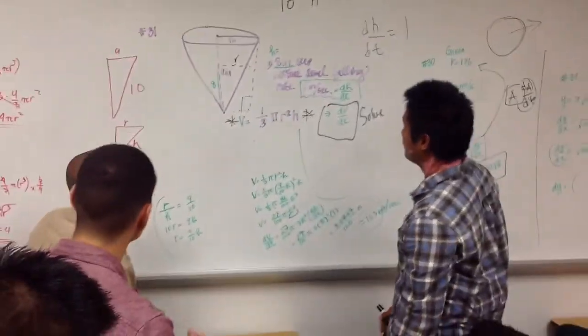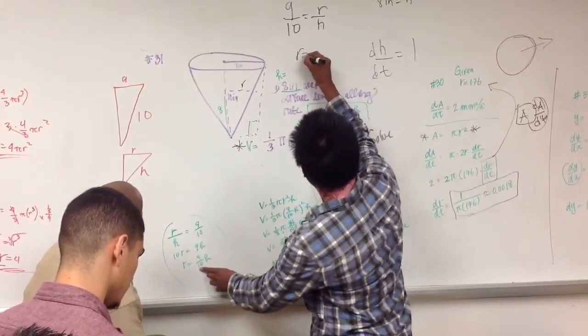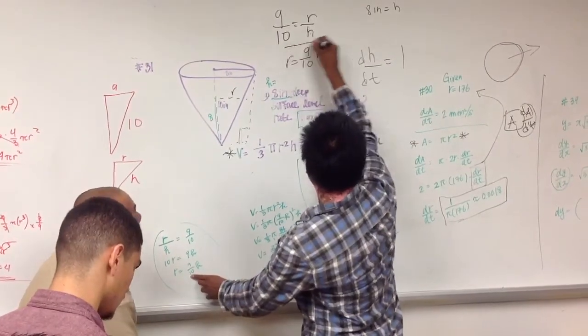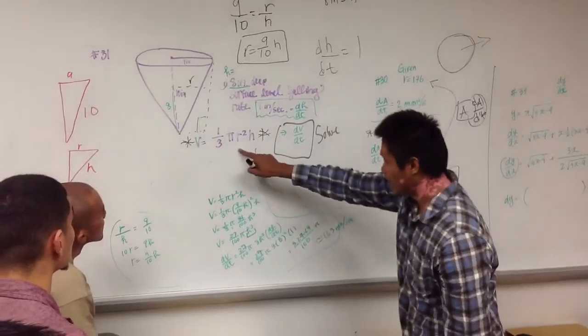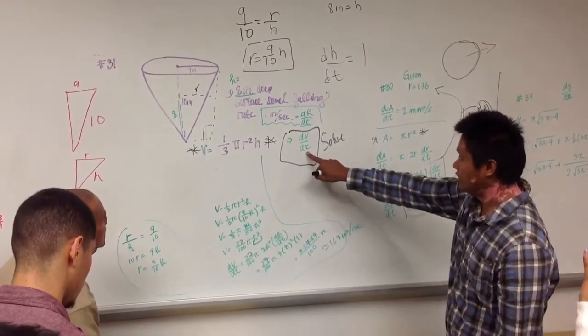I wish you guys could see it. I'm just going to write it up here. When you use the algebra, you're going to get r equals 9/10 times H, which is 9/10 over 8. This is our r. This is really important because we know what r is now. So now we go back to here. We still want to solve for dV/dt.